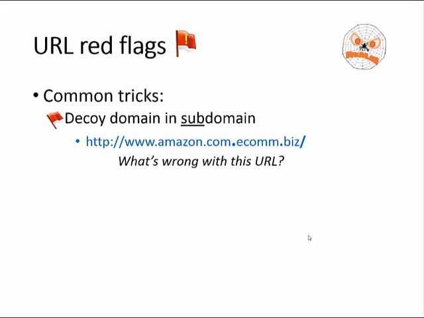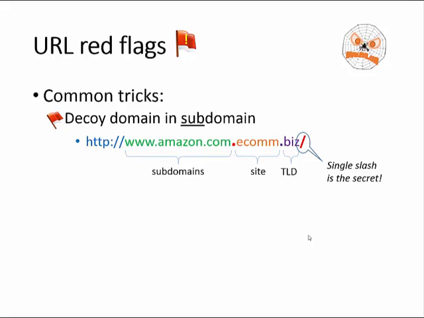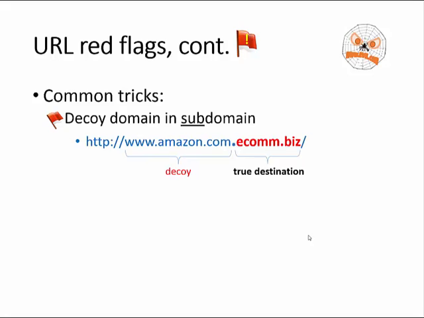Here's a couple of red flags. Watch out for the decoy domain in a subdomain. So this looks like a legitimate URL, www.amazon.com.ecom.biz. What's wrong with this? Well, let's take it apart. If we look at the top-level domain here, we find that first single slash. What comes before it is the top-level domain. In this case, it's .biz. The site name is really ecom, and that whole www.amazon.com is actually subdomains. So your true destination is ecom.biz, not amazon.com. The amazon.com part is a decoy.